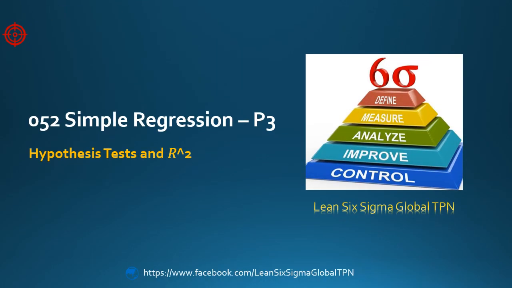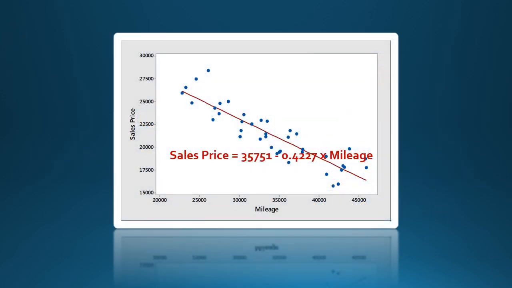Right, so let's talk about the hypothesis test and R-squared. In the last lesson, we described sales price and mileage data for ABC's product by finding a regression line that best describes the data. So how do we know if the regression line is significant, and how can we tell how well this line describes the data?